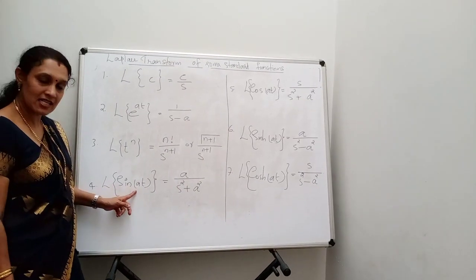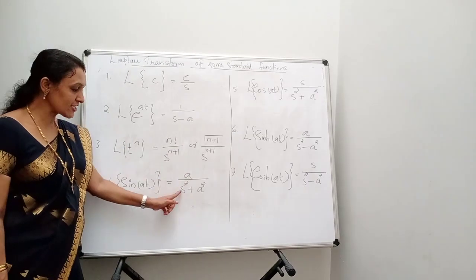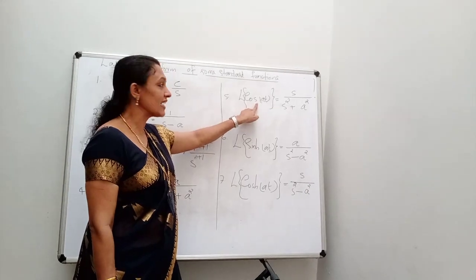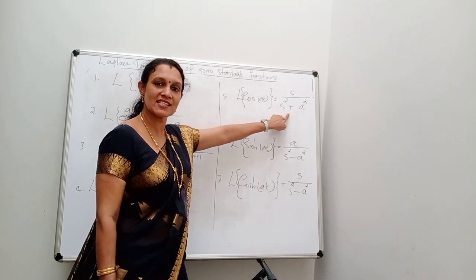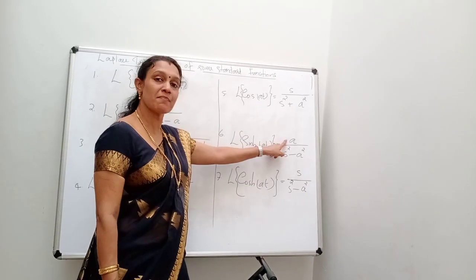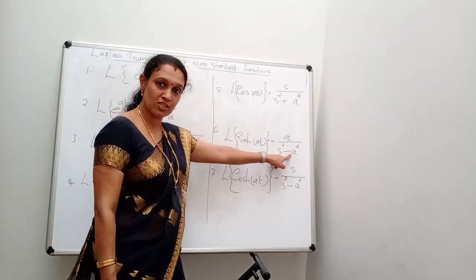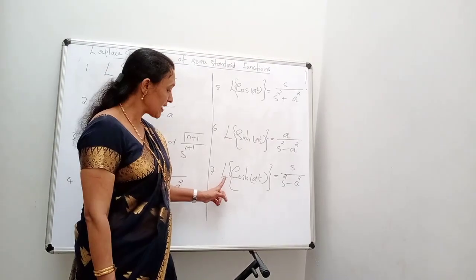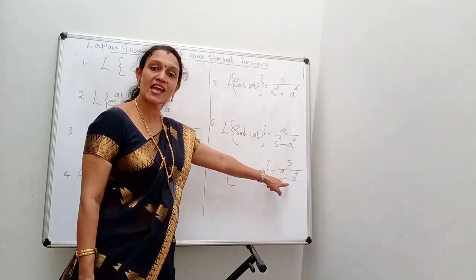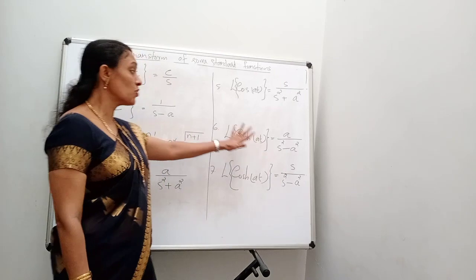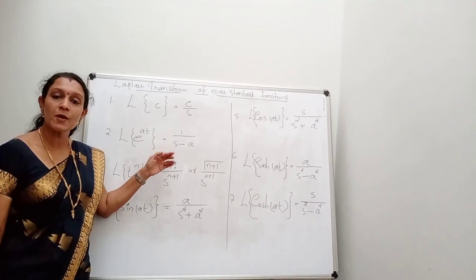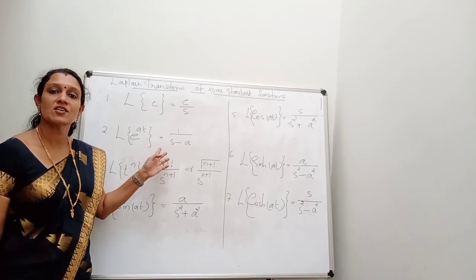L of sin at, that is a by s square plus a square. Then L of cos at, it is s by s square plus a square. L of sin h at, it is a by s square minus a square. And the last result, L of cos h at is equal to s divided by s square minus a square. So you have to learn all these 7 results in order to do problems based on Laplace transformations.